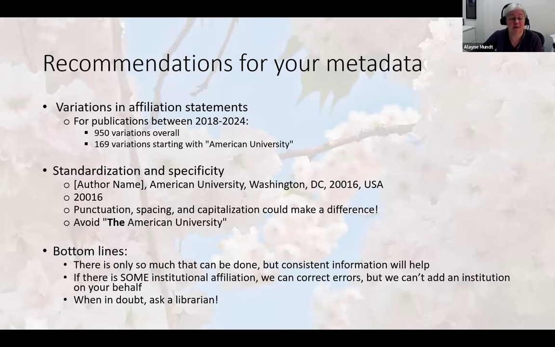If there is some institutional affiliation, we can correct the errors, but we can't add an institution on your behalf. Going back to the question that Melissa asked earlier, something that says this is an AU person, this is AU, will enable us to say yes, let's take it. And when in doubt, ask us, ask a librarian, but you can also just reach out to Rachel or me. We're happy to try to help.